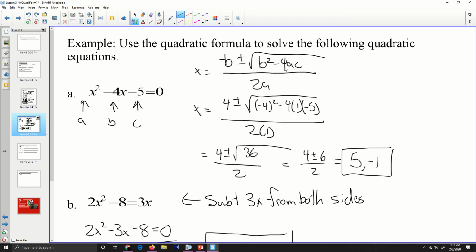If what's underneath here is 0, then we won't have a plus or minus. Plus or minus 0 is just negative b over 2a. That'll still be a real solution, but there'll only be one real solution. If b squared minus 4ac becomes negative, well then I'll have a negative under a radical, so I'll have something that is imaginary. And when I go plus or minus an imaginary, I will have two imaginary zeros.